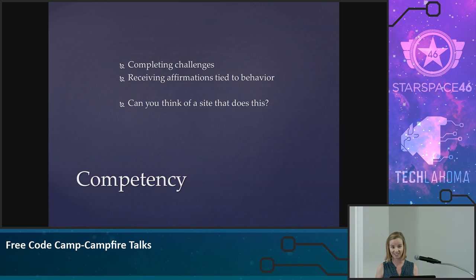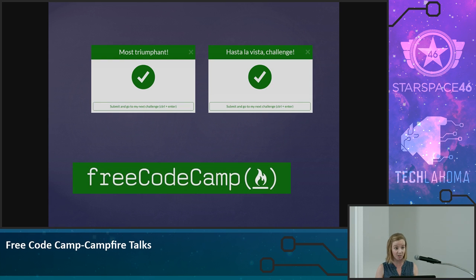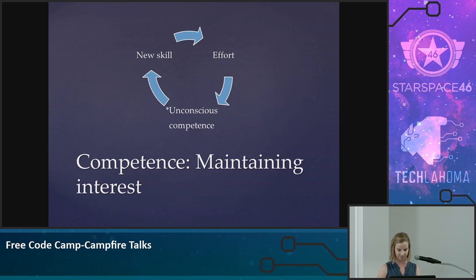What's that? Reddit? Well, I have Reddit as an example of something else, but the example I have here is freeCodeCamp. freeCodeCamp does this really well. Every time you complete a challenge, there's a little pop-up with a little graphic that spins around, and it gives you affirmations. And they're always tied to the behavior, and what you click on is submit and go to the next challenge. It's always about the next challenge.